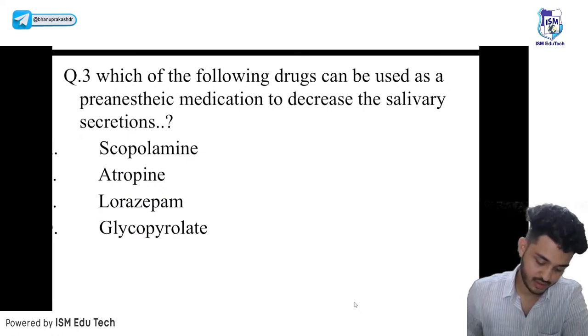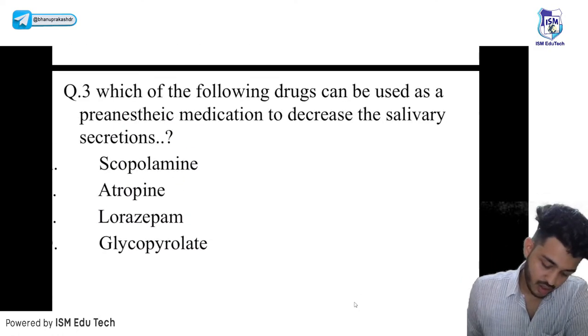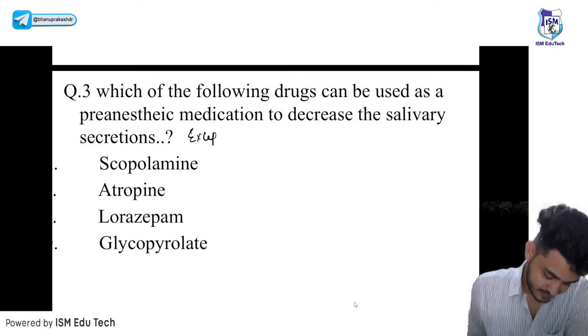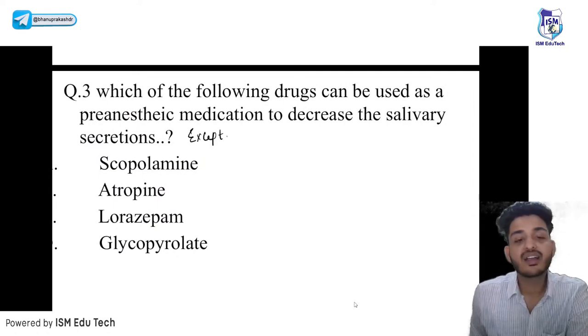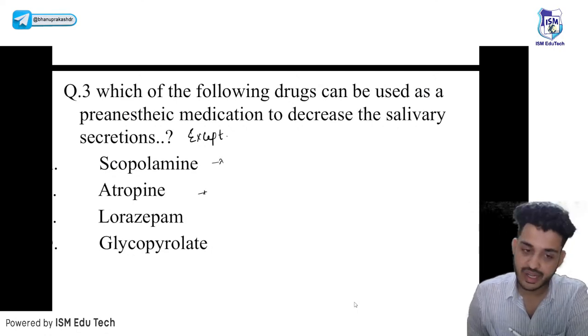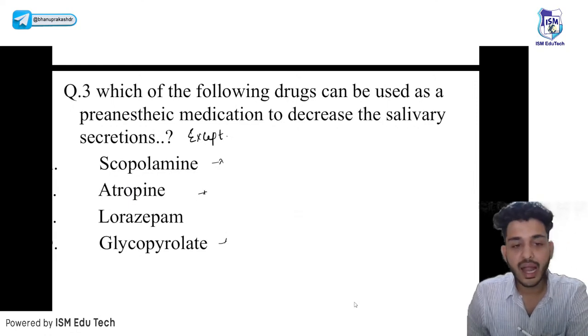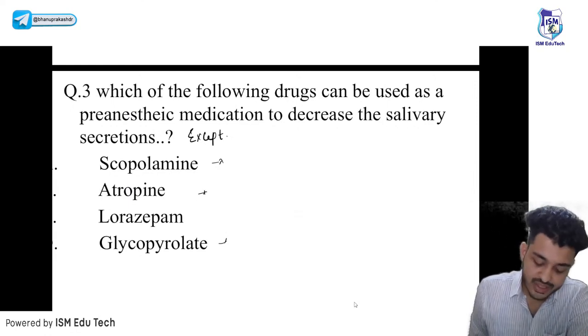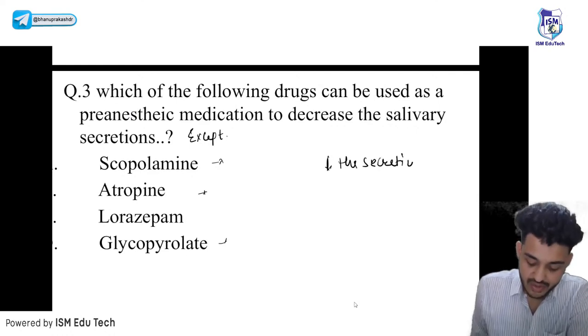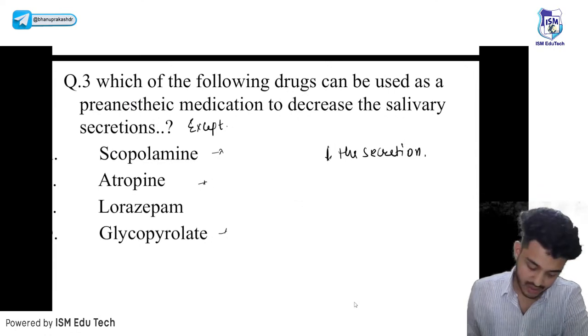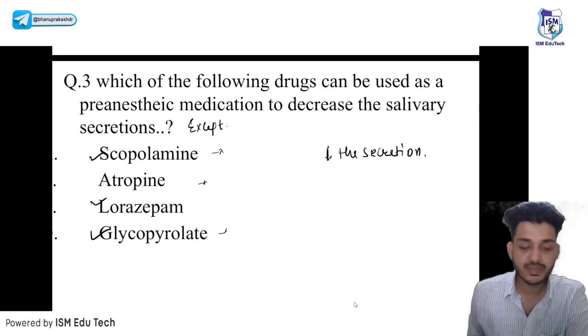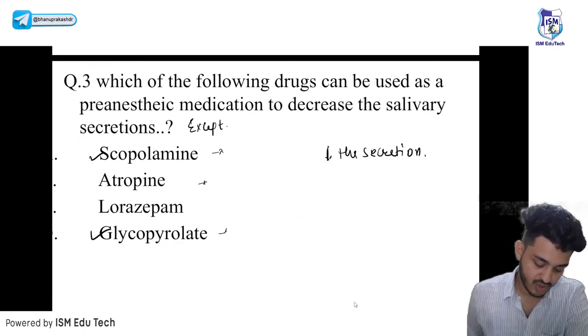Glycopyrrolate. What if the question says except? Remember, all these three are anticholinergic drugs. Scopolamine is an anticholinergic drug. Atropine is also an anticholinergic drug. Glycopyrrolate is an anticholinergic drug. All these three will be decreasing the secretions. What is the function of an anticholinergic? It will be decreasing the secretion, right? So all these three will be decreasing the secretions, but specifically we are using glycopyrrolate, not lorazepam. So if except is written here, the answer will be lorazepam.